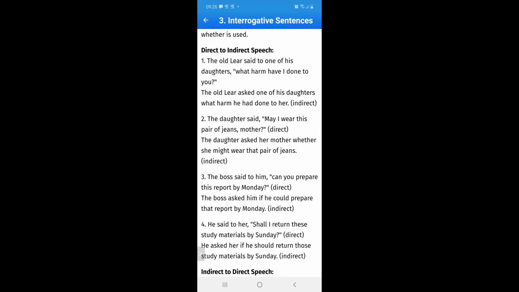Indirect. The second sentence. The daughter said, "May I wear this pair of jeans, mother?" The daughter asked her mother whether she might wear that pair of jeans. Indirect. The boss said to him, "You can prepare this report by Monday."